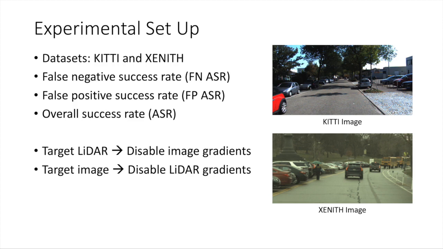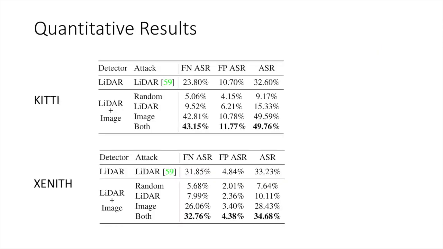Finally, we perform attacks in which we target the LiDAR or image branches in isolation by disabling backward gradient flow in the other branch. Our empirical results show that adding the image stream enhances the robustness of models to LiDAR-only attacks. However, when the attack also targets the image branch, the attack becomes much stronger as we find that the image branch is much more vulnerable to adversarial attacks.